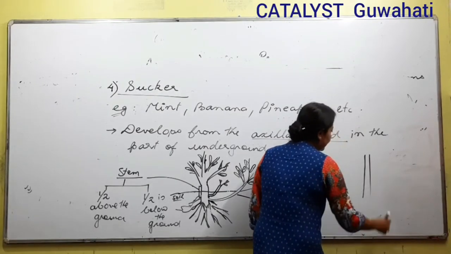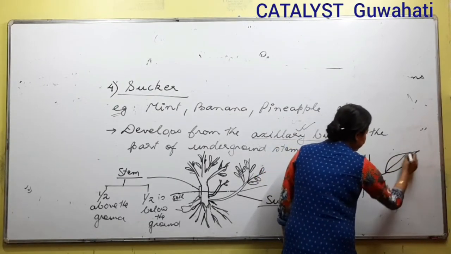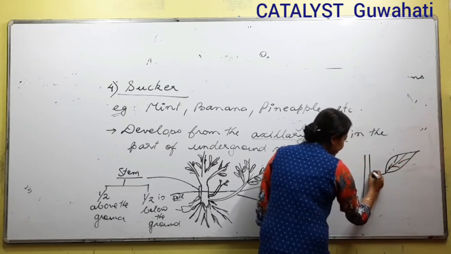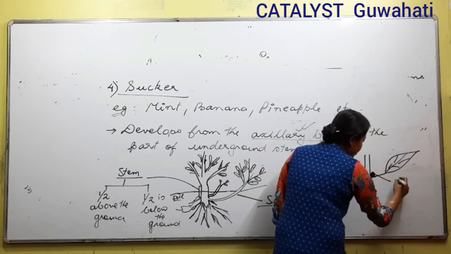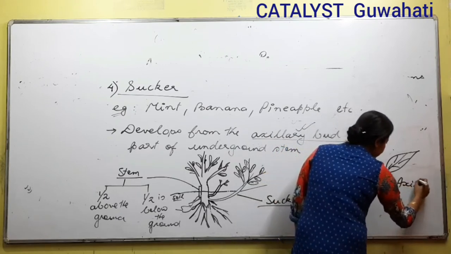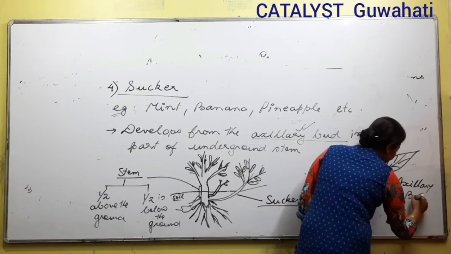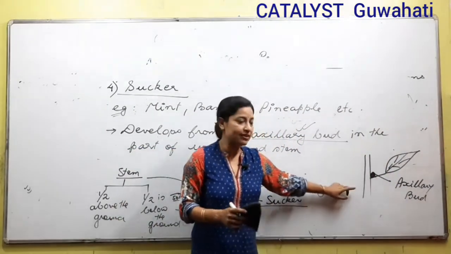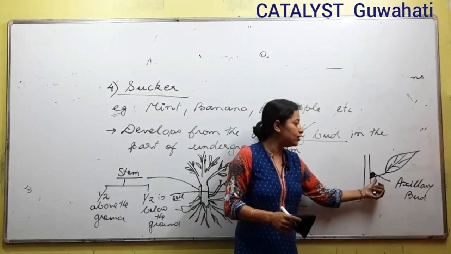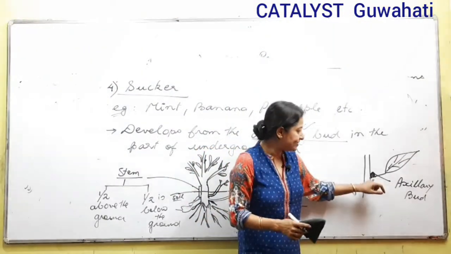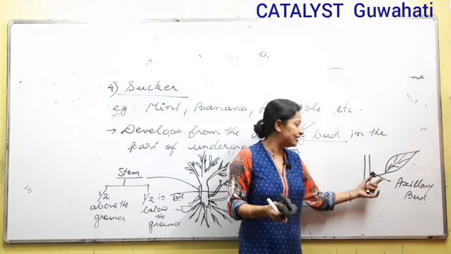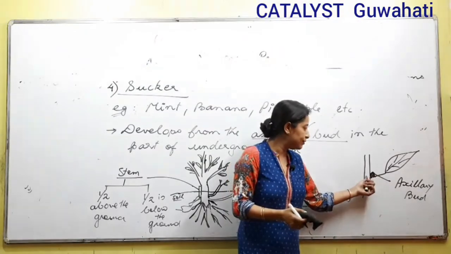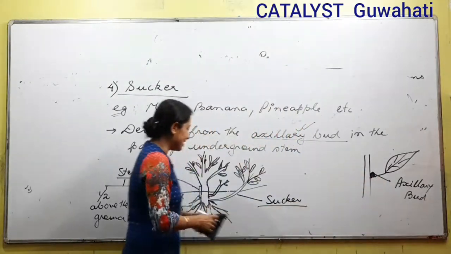Suppose we are talking about a stem like this, and this is the leaf. If they have a bud here, this bud would be called an axillary bud. Now this diagram does not have a reference with the other diagram. I have drawn this just to make you understand the word axillary. In very simple language, we are talking about that angle between this one and this one, which is called the axillary.